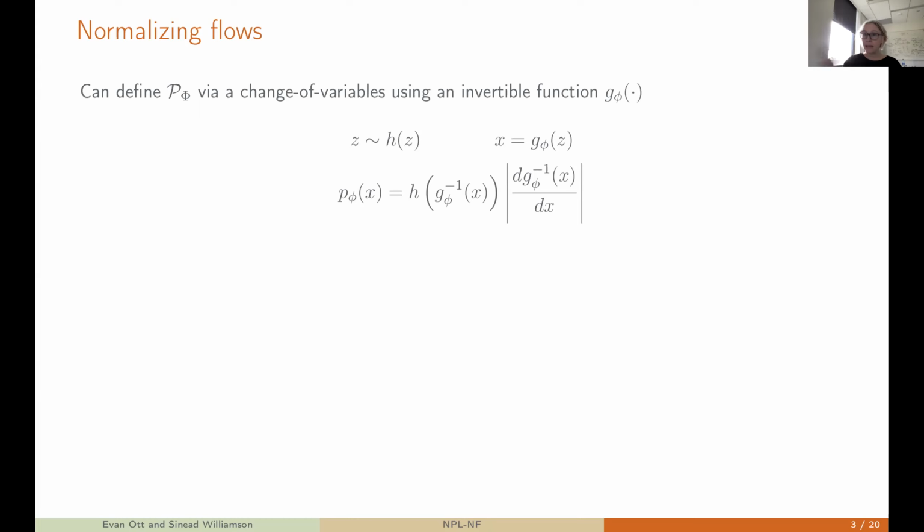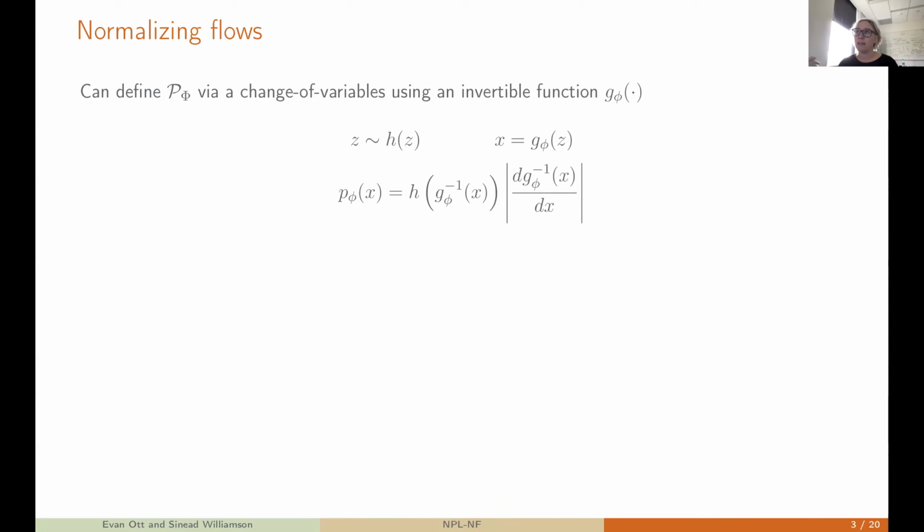So I'm going to start off with a latent distribution H, which is going to be a simple, easily understood distribution with no free parameters. And then I'm going to come up with a family of invertible mappings, G, which are parameterized by some set of parameters phi. Okay. And from this, I can characterize a probability distribution by saying my data is distributed according to h of z pushed through this function g sub phi.